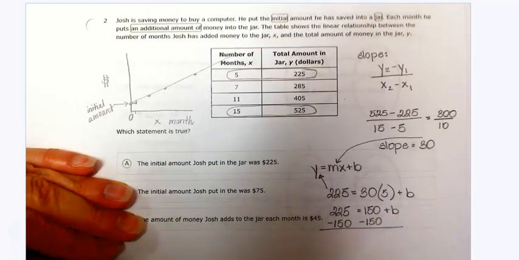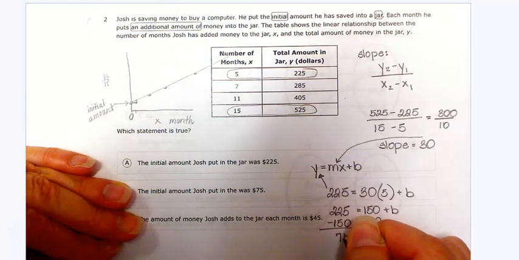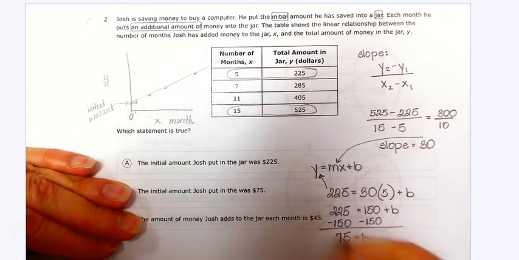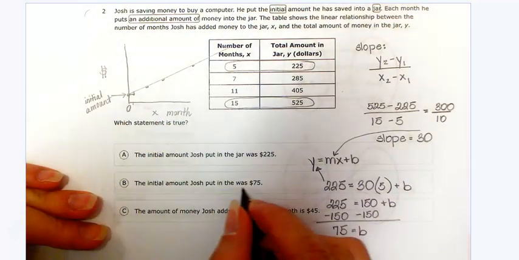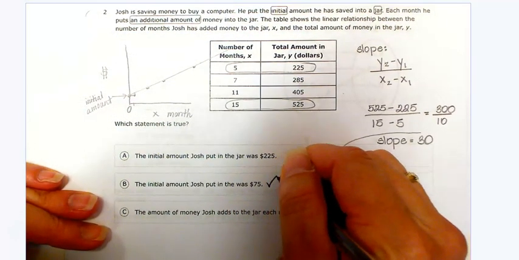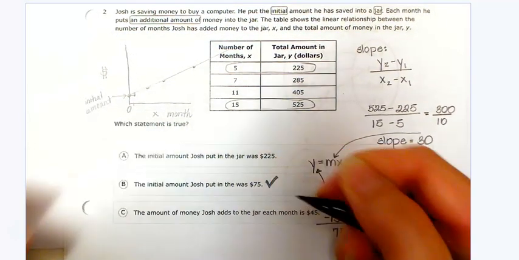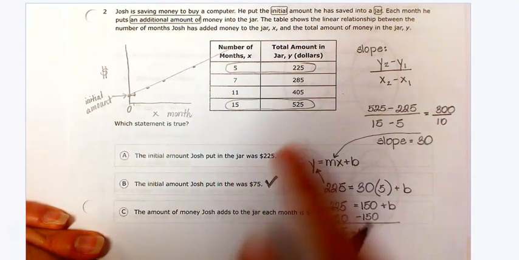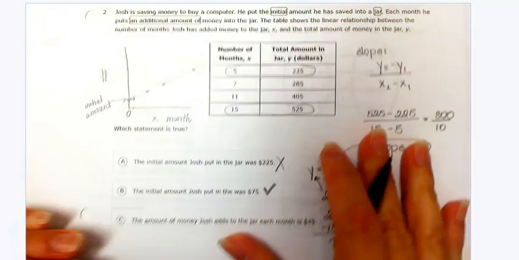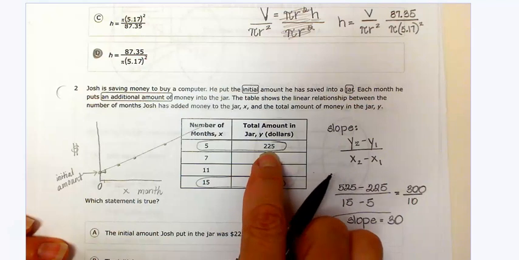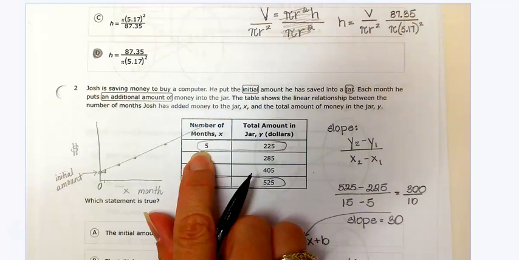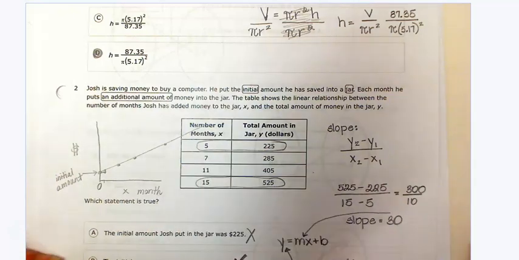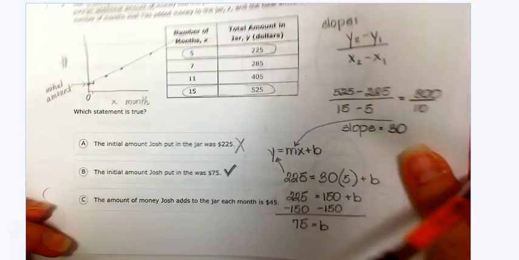225 minus 150, 75. Okay, so the initial amount, the y-intercept, was $75. The initial amount Josh put in was $75. That is correct. Okay, but let's look at the other ones. The initial amount Josh put in the jar was $225. No. That might be tempting, but that's just the first y value in the table, but it doesn't go with 0 months. It goes with 5 months.